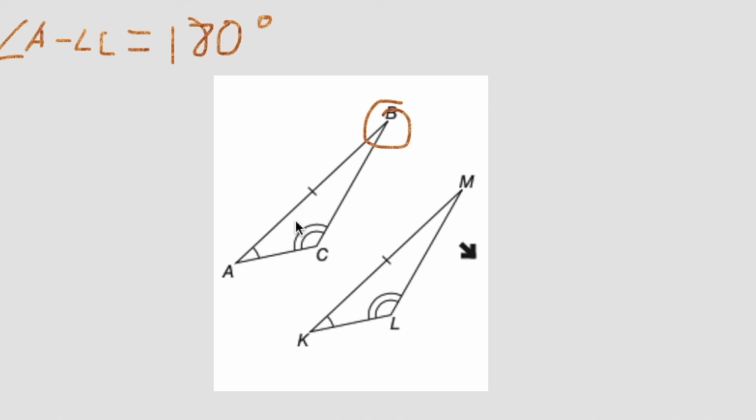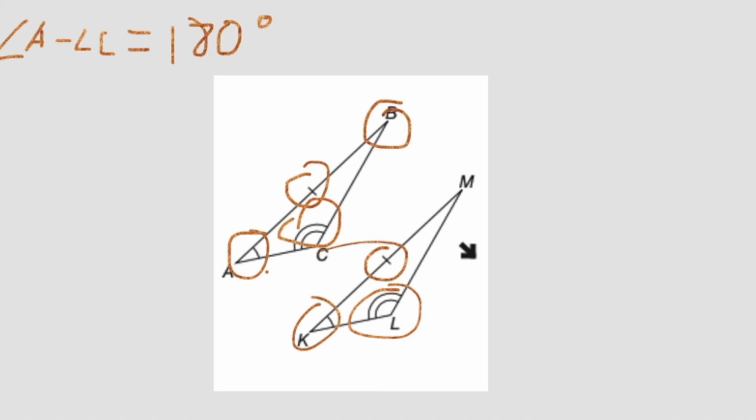I also know that this is a congruent triangle as well because we are still using the side angle rule. I have this side here, I have this angle here, and I have this angle here. And I know that they are congruent to these as well. So this is a congruent triangle as well.